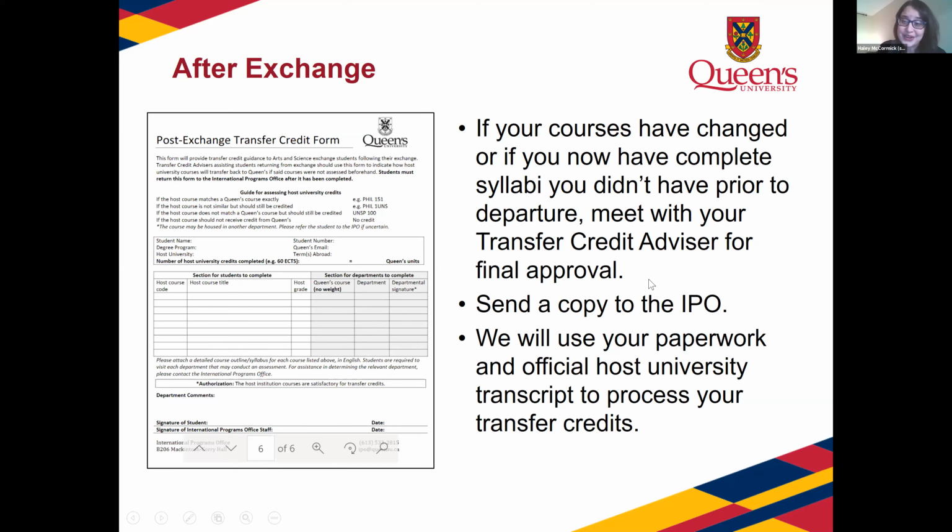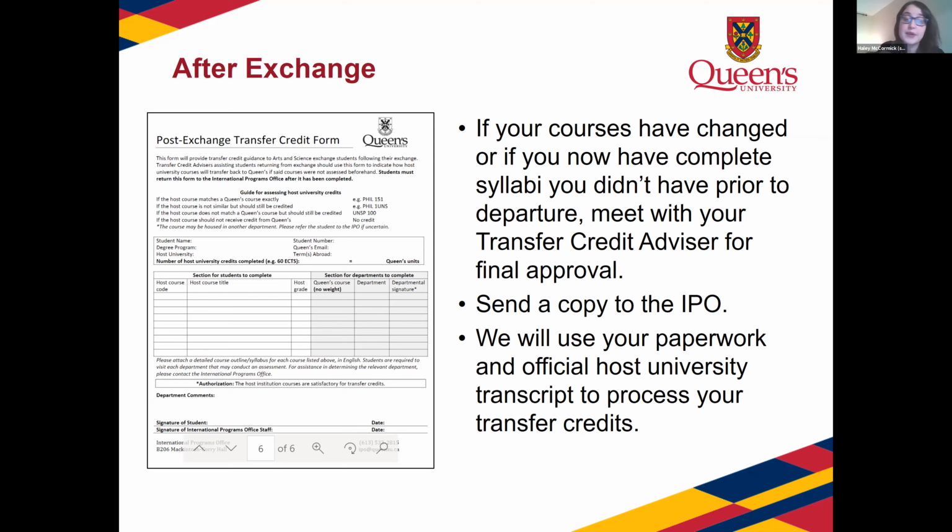There's also the post-exchange transfer credit form, as I mentioned, and this is something that you'll complete after exchange, as the name suggests. You'll complete this form if your courses changed while you were on the exchange program. So if you had to drop a course, pick up a new course, something changed and you didn't have it assessed because maybe it wasn't that plan requirement, or if you didn't have access to the syllabi in time to have it assessed. Sometimes that happens as well, and because those are logistical difficulties, that means that you need to have the course assessed after you've already completed it.